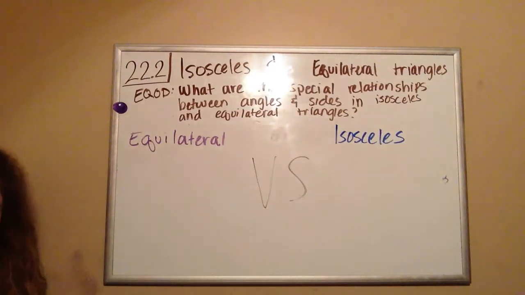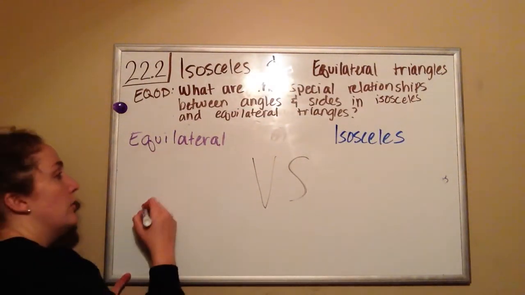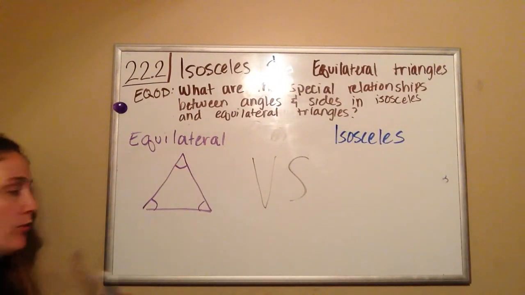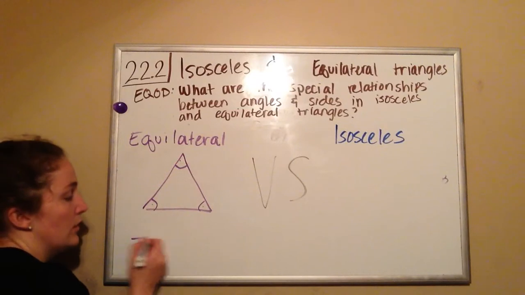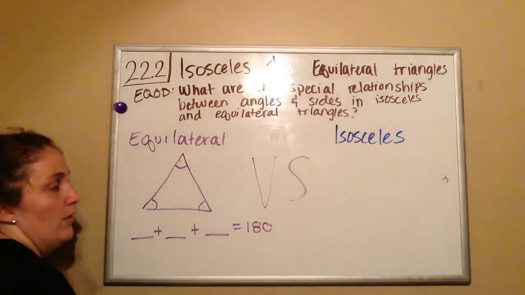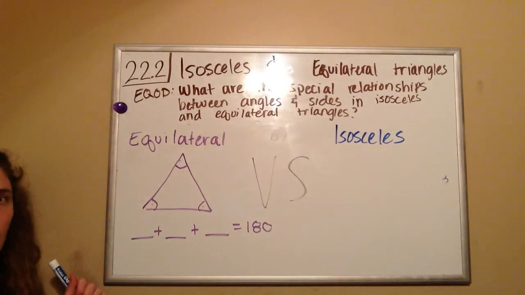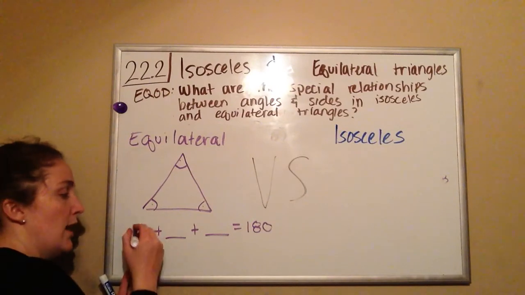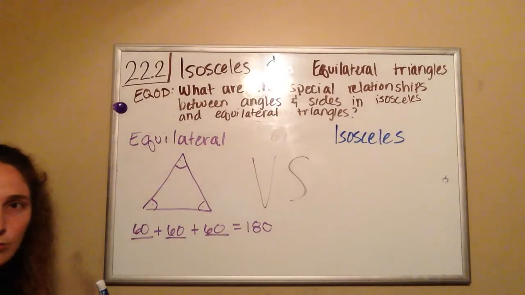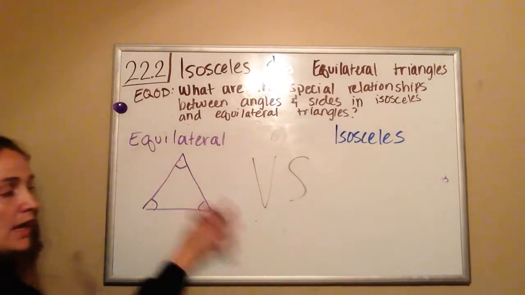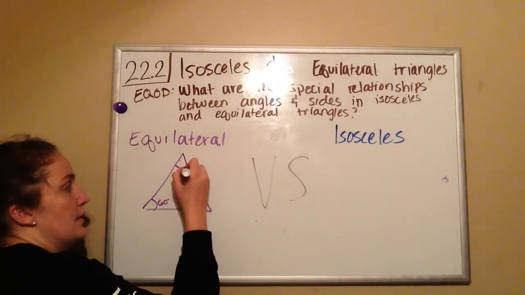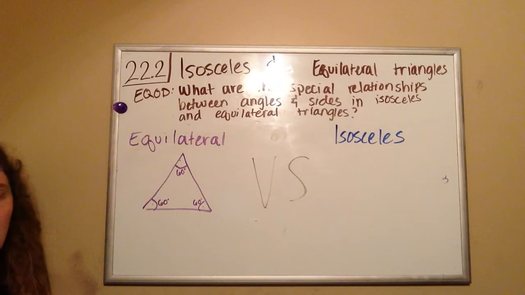Alright, equilateral triangles. What are they? So a triangle that has three of the exact same angles. So if you think about that, we need three angles that are the same that add up to 180. They're all three the same, but we know that they equal 180. So the only option is 60, 60, 60. Which means that in an equilateral triangle, every single time it is 60 degrees, 60 degrees, and 60 degrees. Every time for the angles.